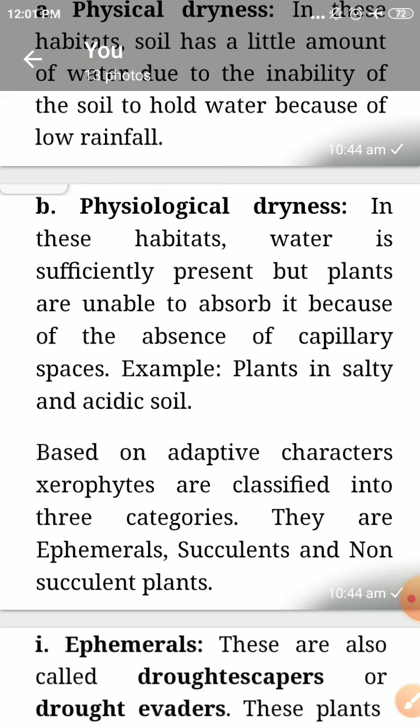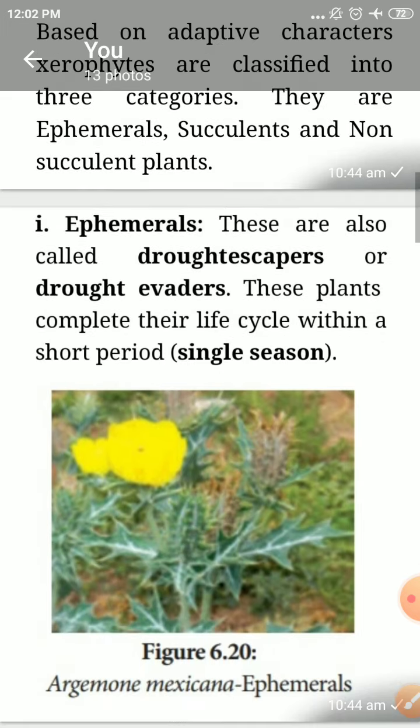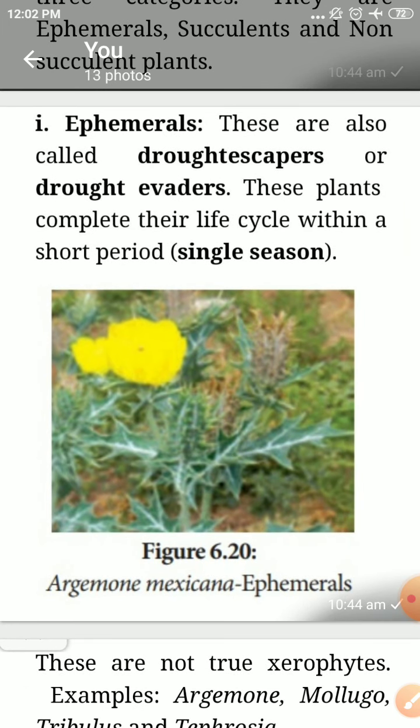Based on the adaptive characters, xerophytes are classified into three categories. They are called ephemerals, succulents, and non-succulents, or true xerophytes. Now let us consider first the ephemerals. The ephemerals are also called drought escaping plants or drought evaders. These plants complete their life cycle within a short period of time, for example, in a single season or a month or in a few weeks.